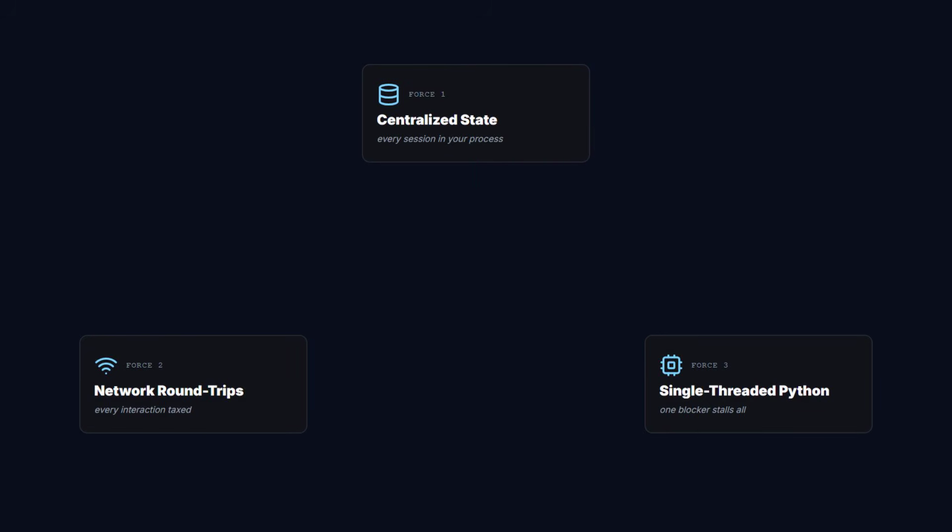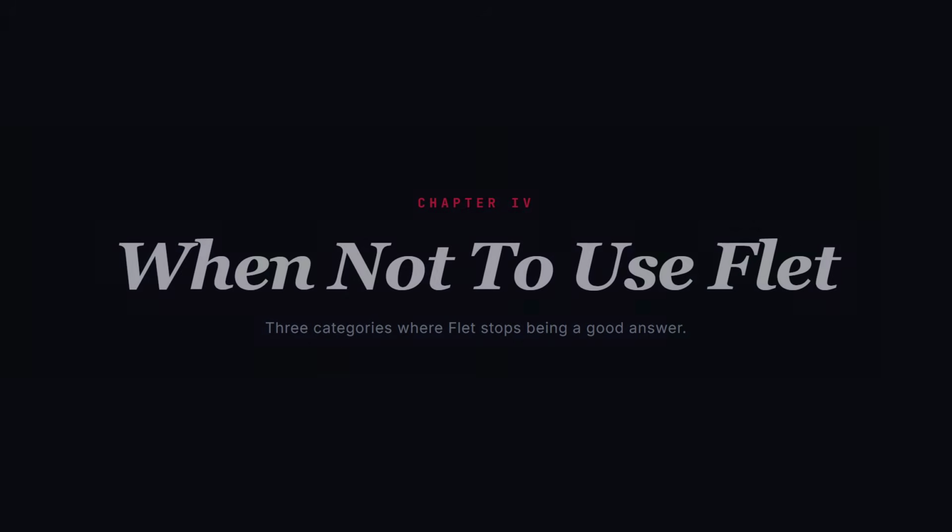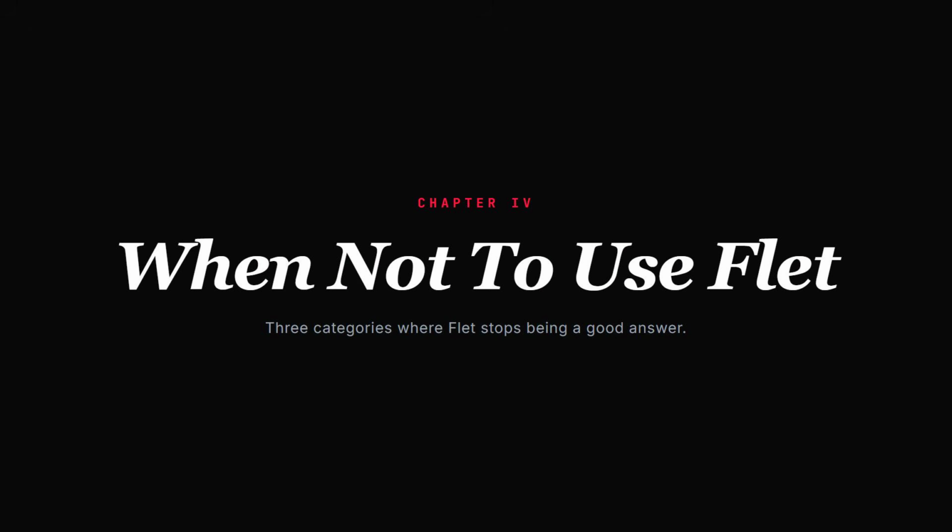3 forces. Centralized state pins everything to one process. Network round trips tax every interaction. The single-threaded interpreter punishes any handler that doesn't yield. They don't show up on day 1. They all show up by day 90. There are 3 categories where Flet stops being a good answer.